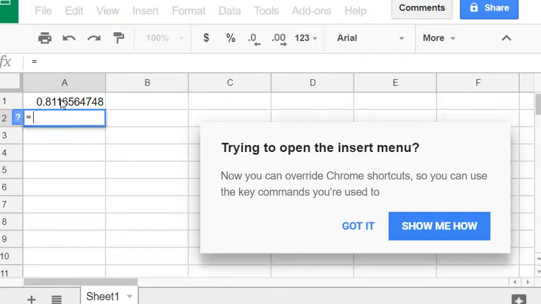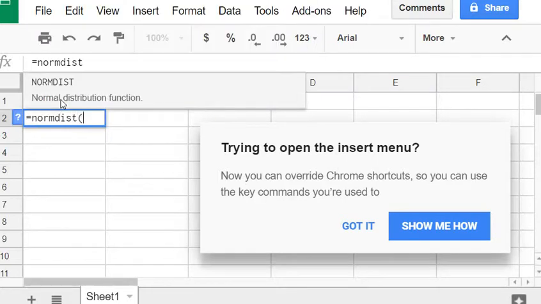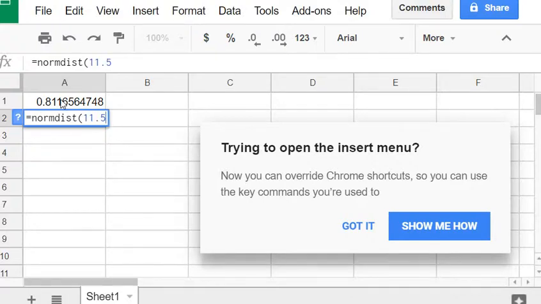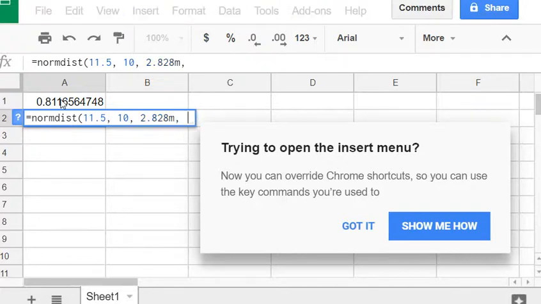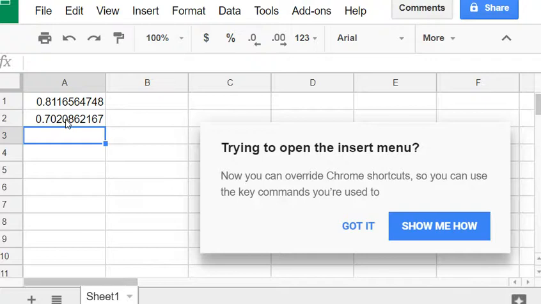And then equals the same thing, norm distribution of 11.5, comma, 10, comma, 2.828, and true. It's the difference between these that represents our final answer. So equals, click this one minus this one. So I'm getting exactly the same answer either way. Whatever you find most convenient, use that.